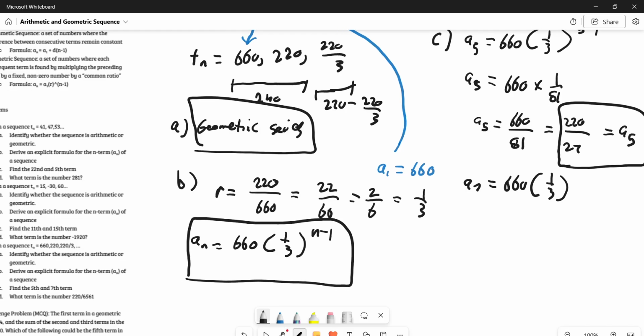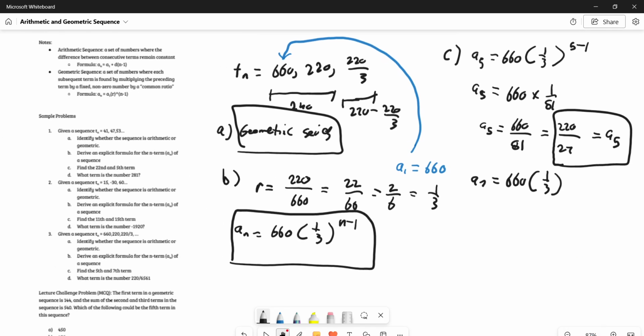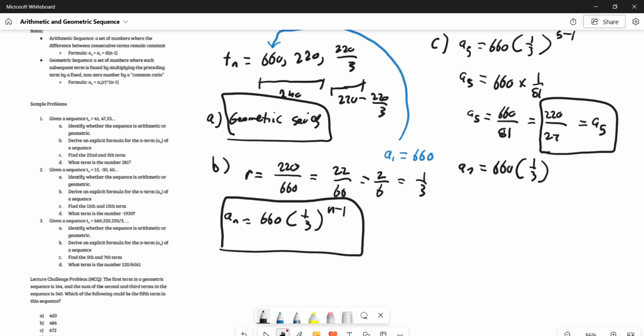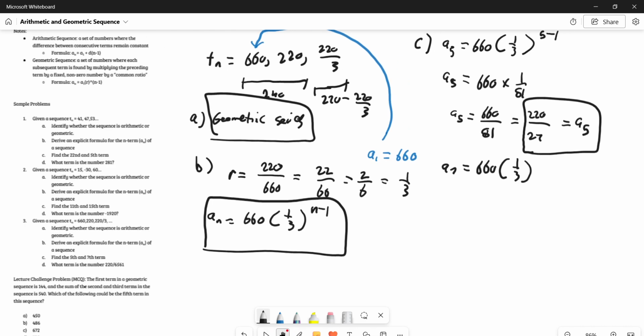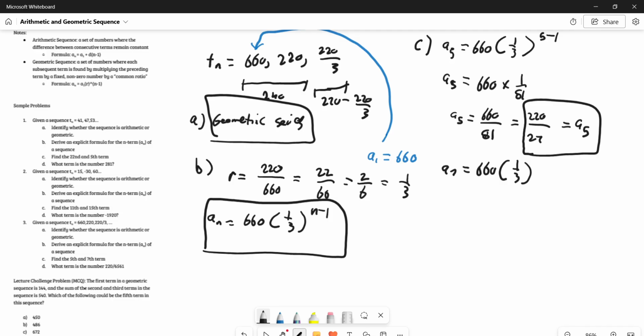A sub 7. Let's actually zoom out a bit. Okay, so we just plug it in again. 7 minus 1. A sub 7 is 660 times 1 over 3 to the power 6. And 1 over 3 to the power 6 is just 1 over 729.